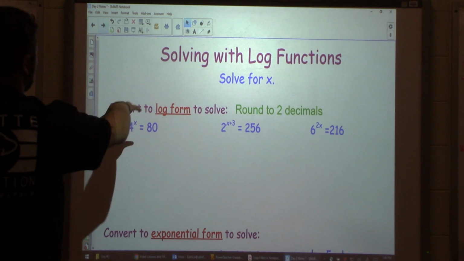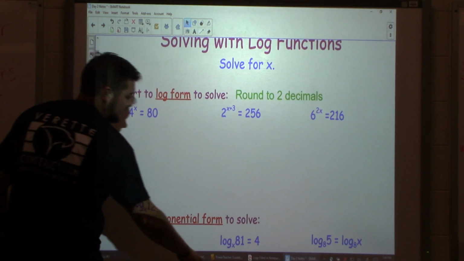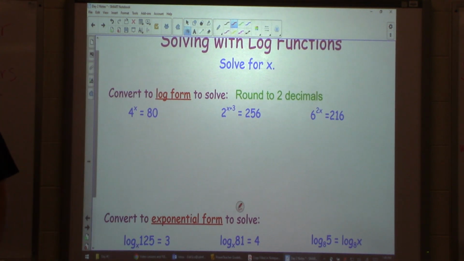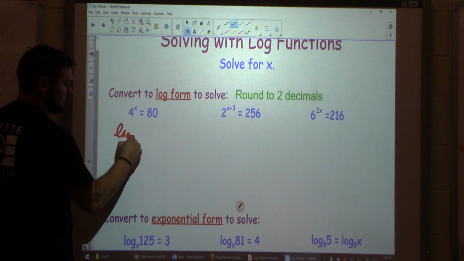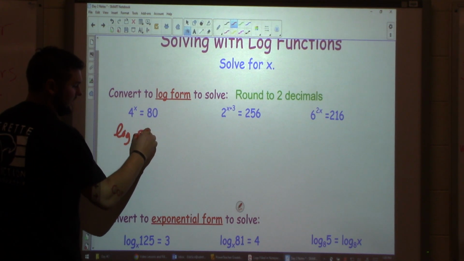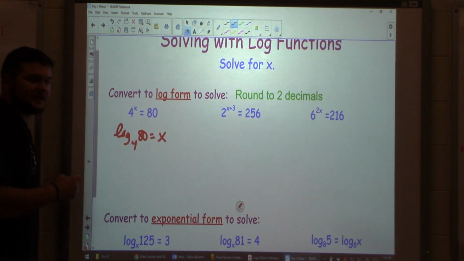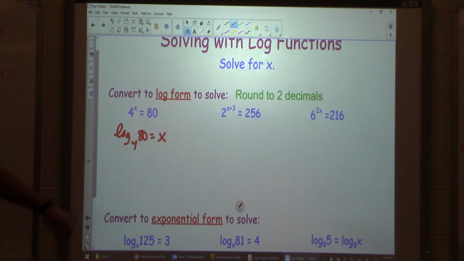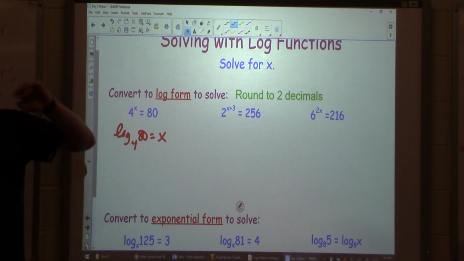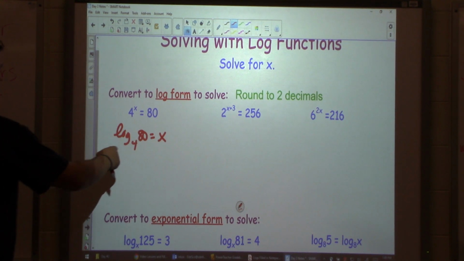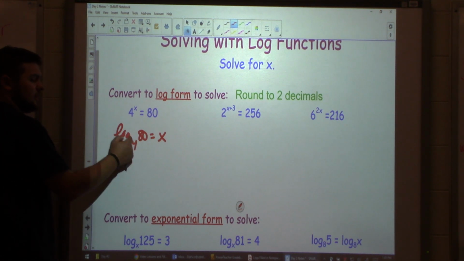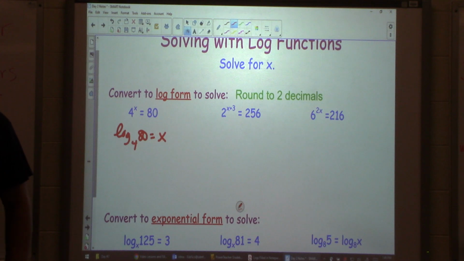So, our first problem, 4 to the x equals 80. We want to solve this. It's given to us in exponential form. Switch it to log form. Becomes log base 4 of 80 equals x. We don't know what 4 to what power equals 80. But if I switch it to log form, I know I can punch this right into my calculator. Log base 4 of 80.